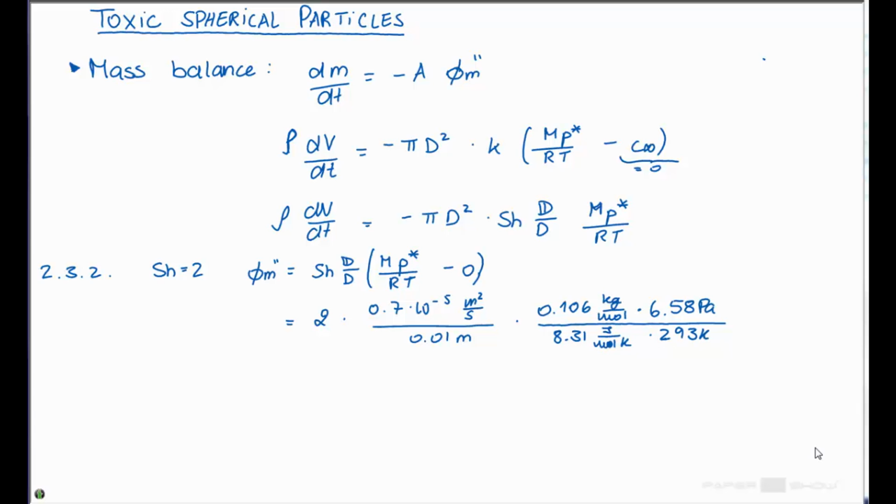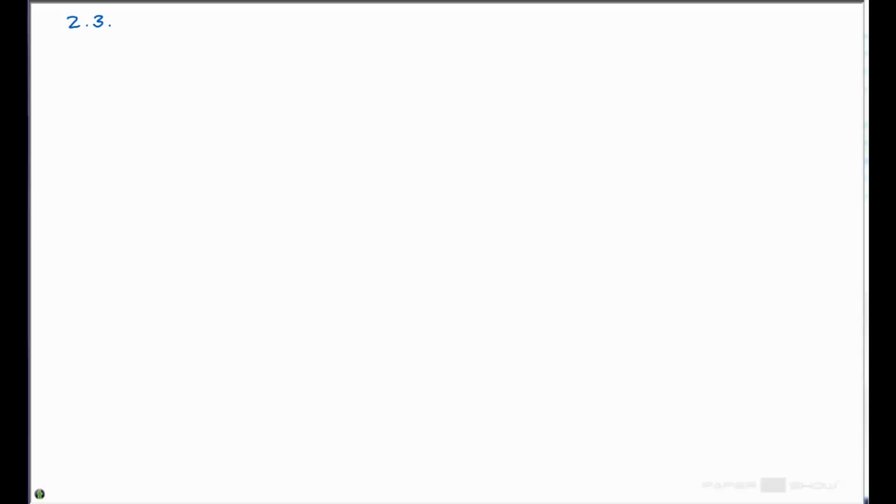And we find that the mass flux is 4.01 times 10 to the power of minus 7 kilograms per meter squared per second. So we can see that mass transfer occurs at a very slow rate. In 2.3.3, we are asked to calculate the time needed for the diameter of the particle to be halved. We can calculate this by integrating the mass balance.